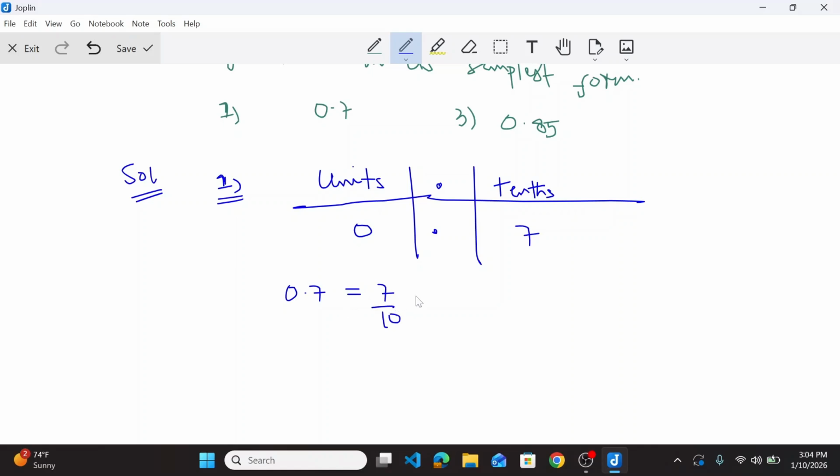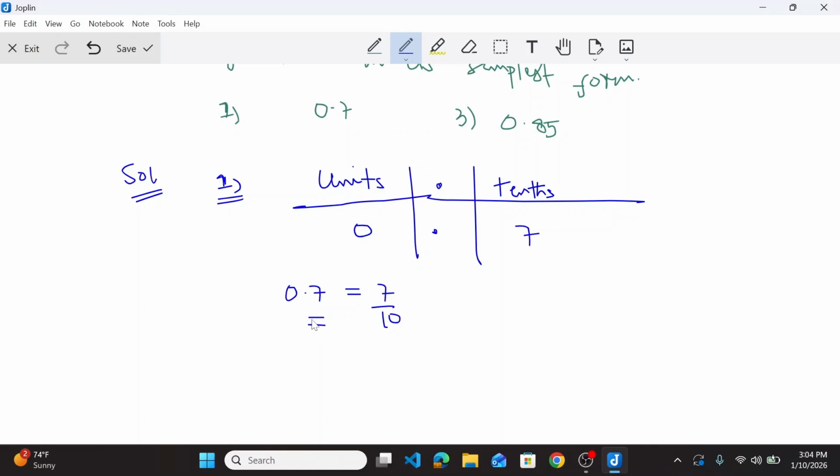But is it the simplest form? Yes. Why? Because 7 and 10 have a highest common factor of just 1. So when we divide, it's just 1. So 7 divided by 1 and 10 divided by 1. It's 7 by 10. So simple. The last digit is on the 10th place. So you can understand it properly.